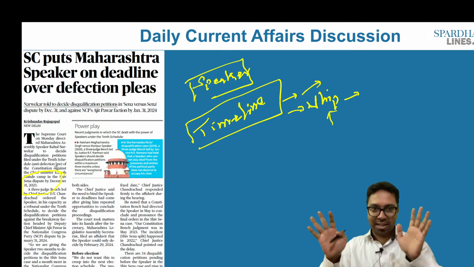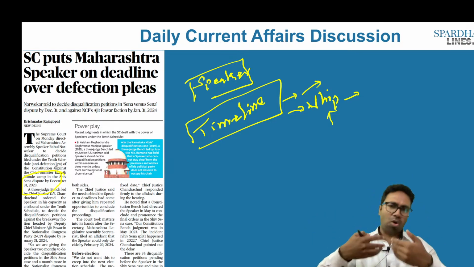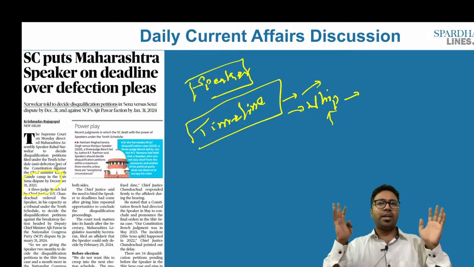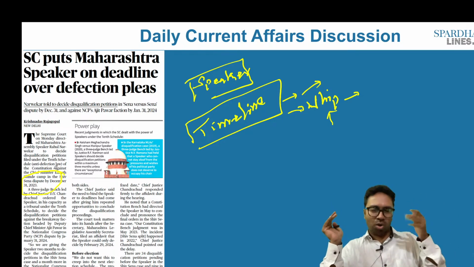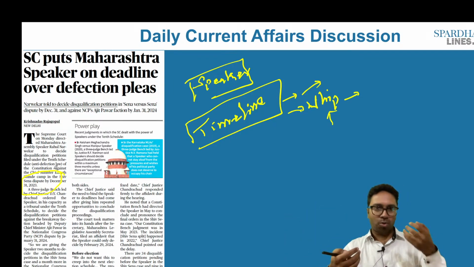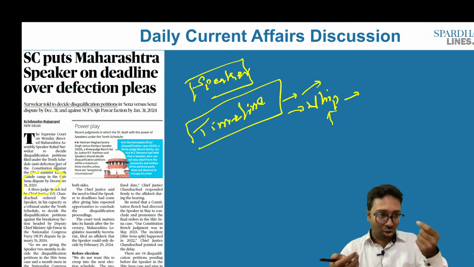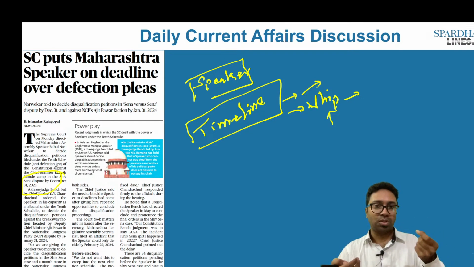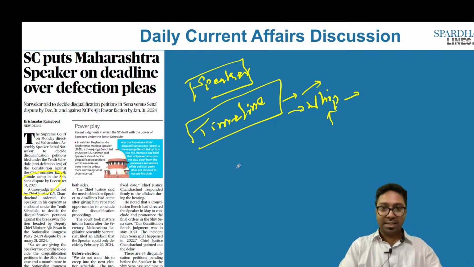So a timeline has been fixed. All the survey and analysis that you want to do, you can go ahead and do it, or you can summon people in case you want to. Take all the records on board, and ultimately, if you are deciding on the anti-defection law, decide it before December 31, 2023. From the preliminary examination point of view, remember it is the Speaker who decides on the anti-defection law.